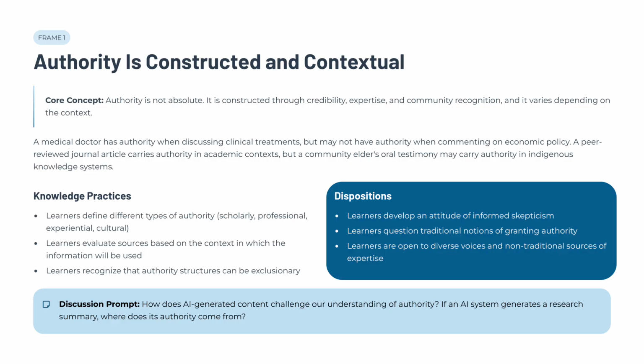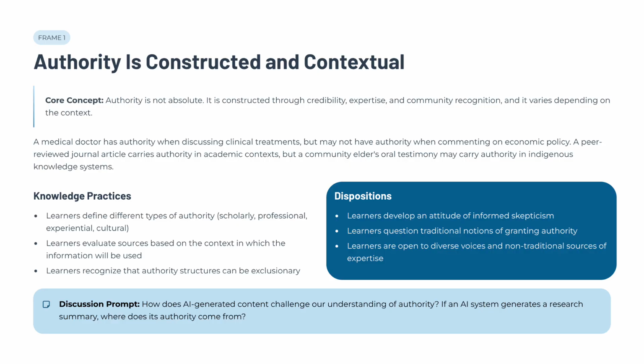Think about it this way. A medical doctor has tremendous authority when they're talking about a clinical treatment. But if that same doctor starts commenting on economic policy or immigration law, their authority doesn't automatically transfer. Their medical degree doesn't make them an expert on everything. Similarly, a peer-reviewed journal article carries authority in an academic context, but if you're working with an indigenous community, a community elder's oral testimony might carry more authority than any published paper.